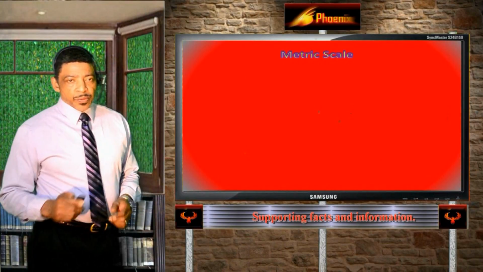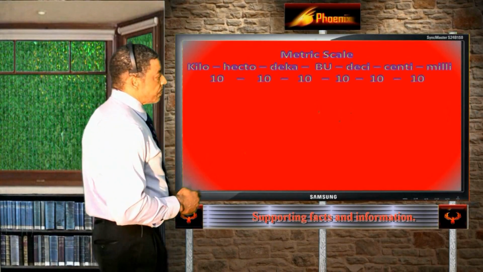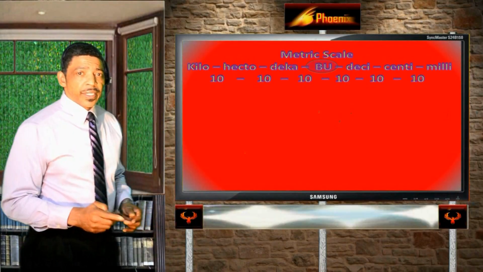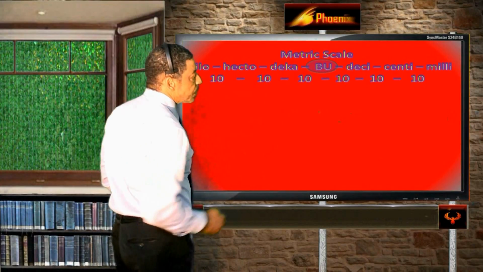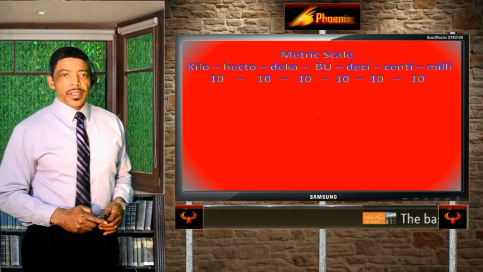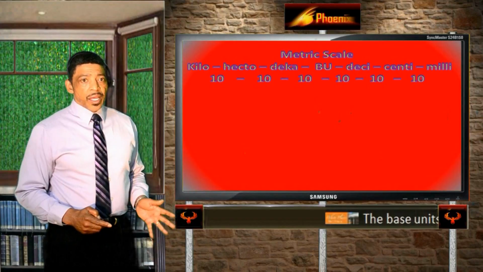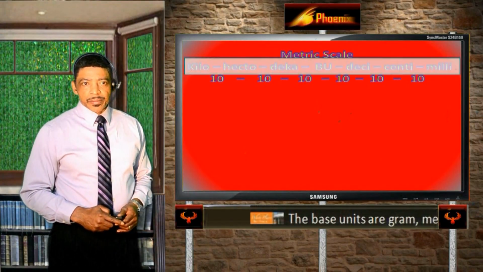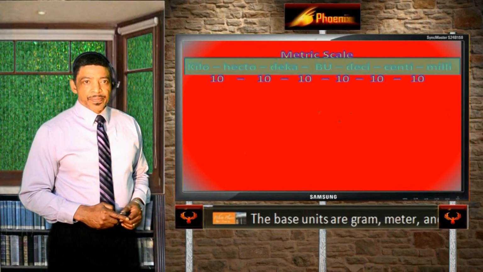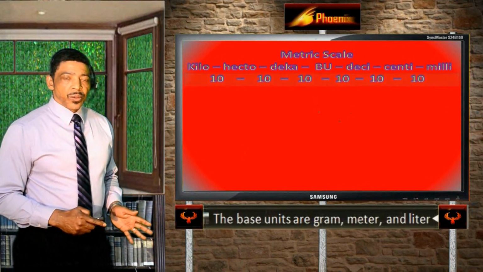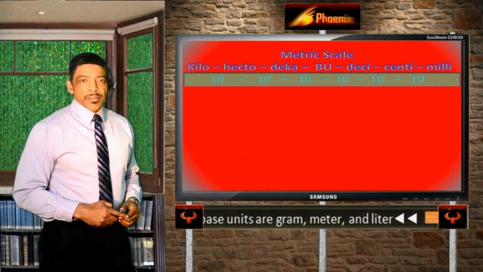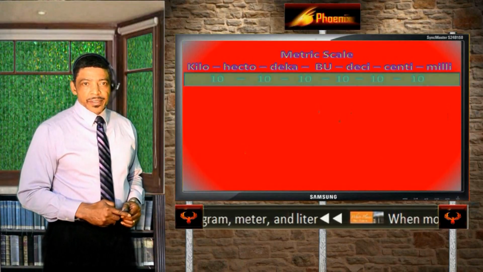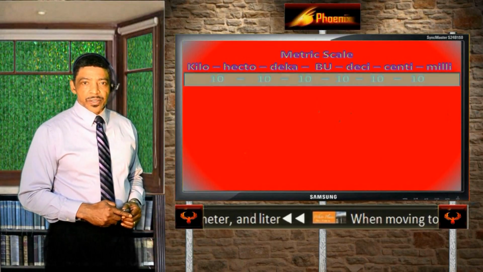The first step in performing metric conversions is to write out a simple metric scale, placing the base unit, or BU, in the middle. Multiples and fractions of these base units are created by adding prefixes to the names of the base units. These prefixes denote powers of 10 so that the metric units are always divided by tens, hundreds, thousands, etc.